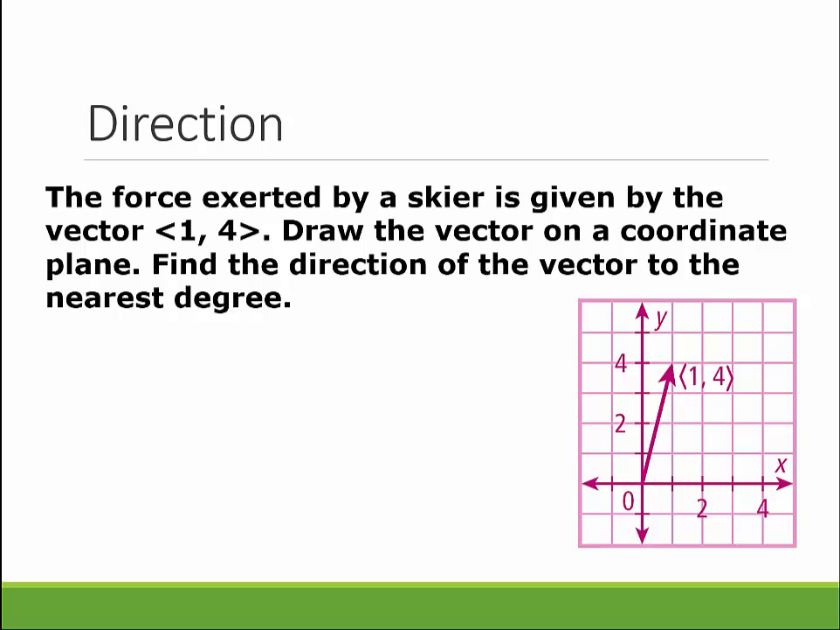So the force exerted by a skier is given by the vector 1, 4. Draw the vector on a coordinate plane. So just like before, we're going to start at 0, 0. 1, 4 tells us you're going to move over 1 and up 4, and that's how we came to that point there. Find the direction of the vector to the nearest degree.